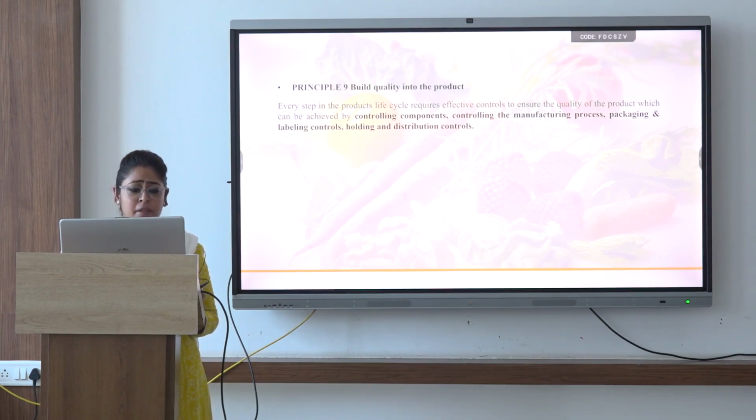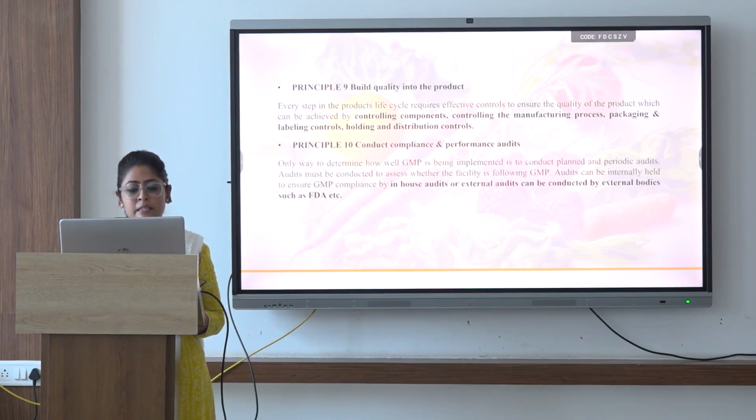So every step in the product's life cycle requires effective controls to ensure quality of the product, which can be achieved by controlling components, the manufacturing process, packaging, labeling, holding, distribution, like right from reception of the raw material till you are dispatching your product. So everything is important to have a good quality product.